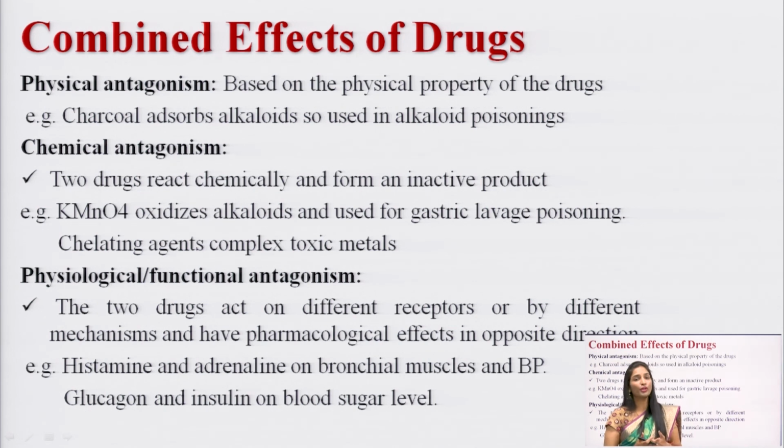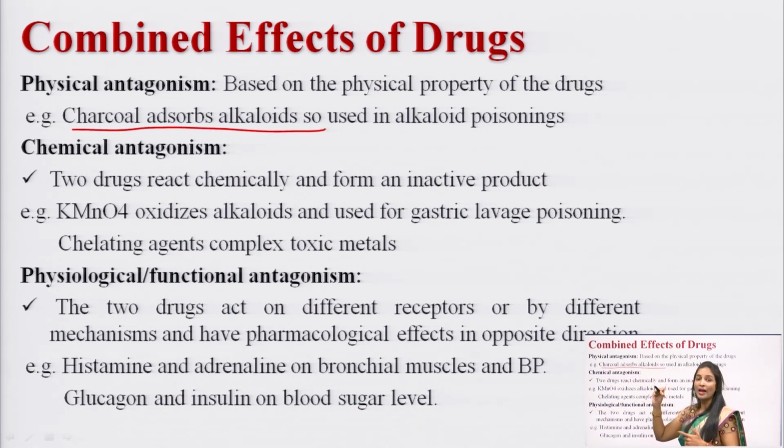And what is antagonism? Here one drug is going to antagonize the action of another drug. For example, physical antagonism. Here charcoal is a drug which will adsorb the alkaloid. It can antagonize the action by its physical nature. It can adsorb alkaloid poisoning. For example, if a person has alkaloid poisoning, the charcoal will adsorb the alkaloids, which will antagonize the action of alkaloids by physical antagonism.